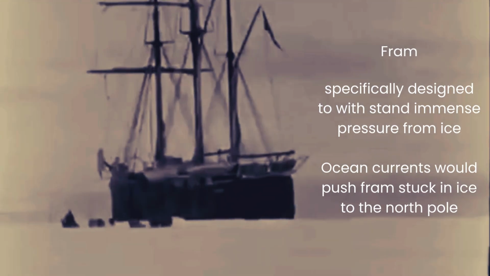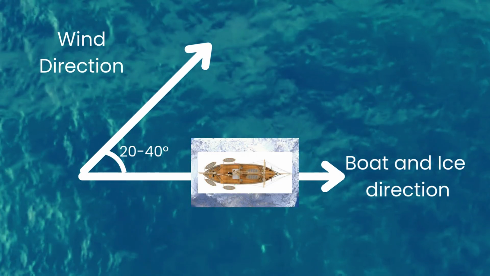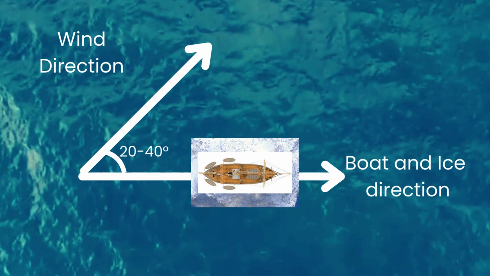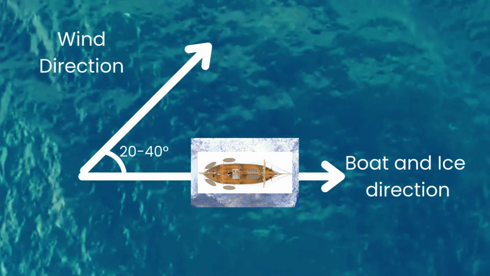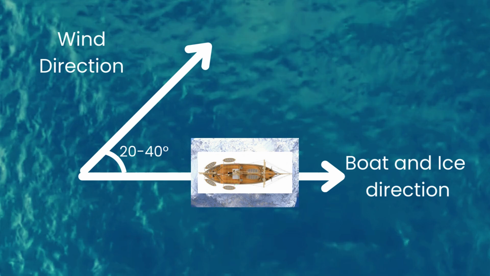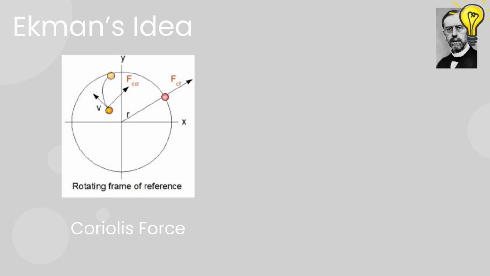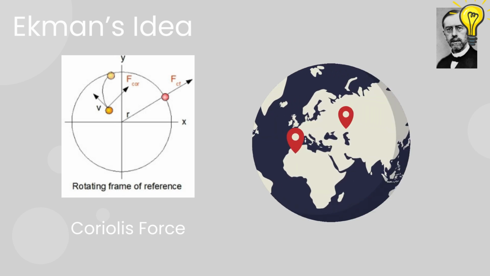However, he had failed. What Nansen noticed was that while the winds moved the ice, they were moving at an angle to the wind direction, about 20 to 40 degrees. As we see here, Ekman was tasked to find out why this was. Ekman rightly speculated that this was due to the Coriolis force, created by the Earth's rotation.